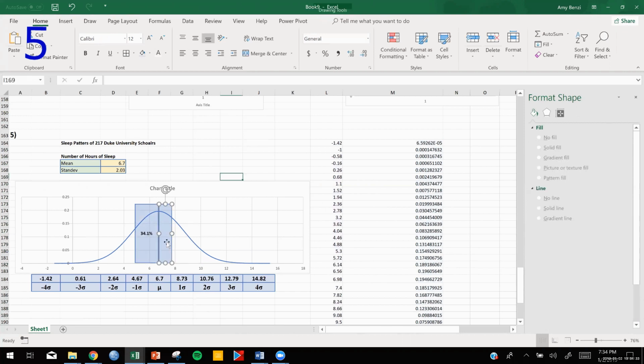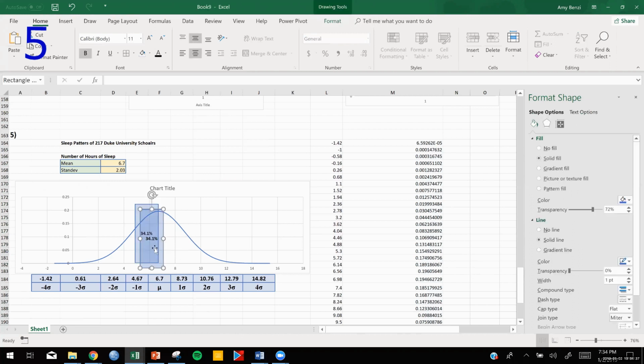All right, I'm just going to delete this and copy this one. All right, look at that. Now I know that between 4.6 and 8.73 hours, 68.2% of the students have patterns of sleeping that many hours per night. All right, what's next? Let's see.